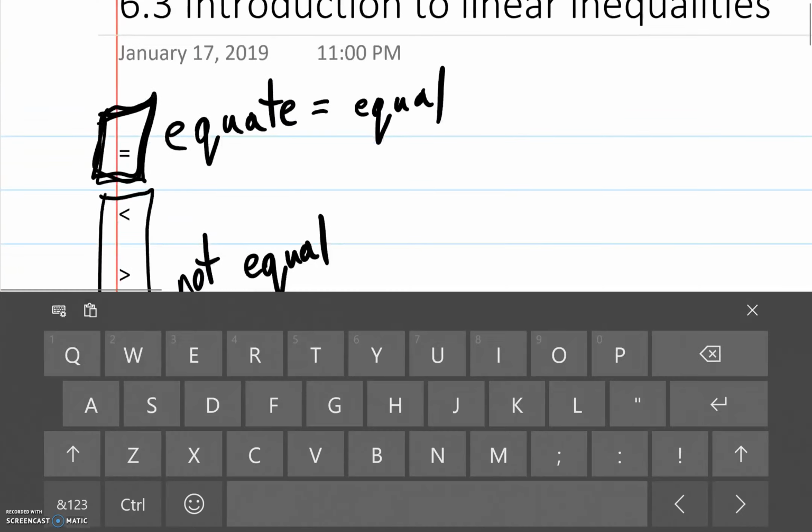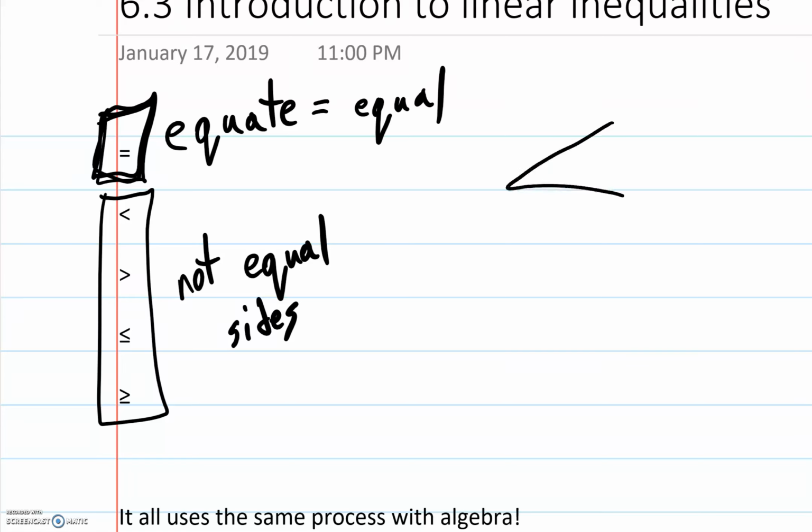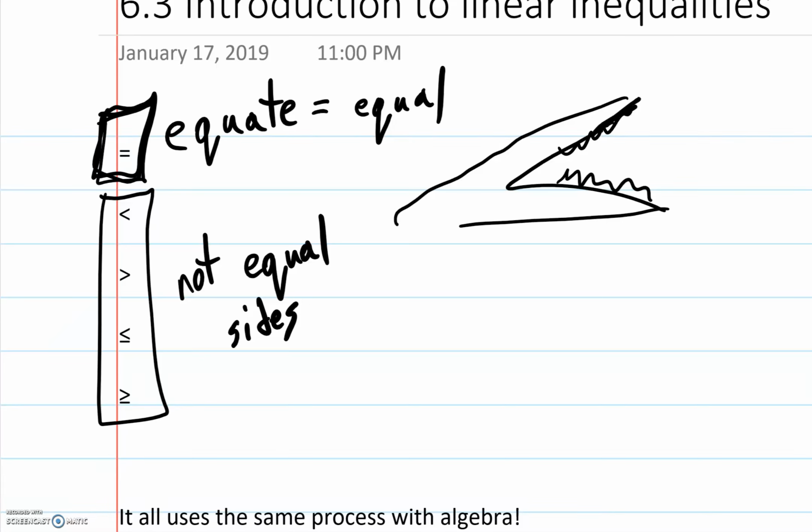The way I remember these is the bigger side of our little triangle, I think about it as an alligator. I don't know why that helps me, but I think of this as a big alligator's mouth with little teeth in here, and it always wants to eat the bigger fish. The alligator wants to eat the bigger fish, but it's on the smaller side here, with a really big jaw. So the bigger side of the sign is the bigger number.